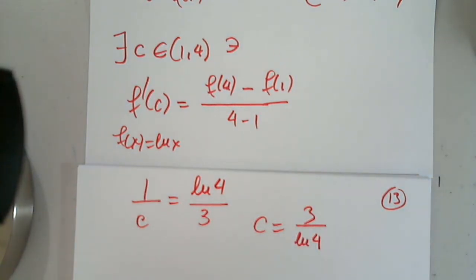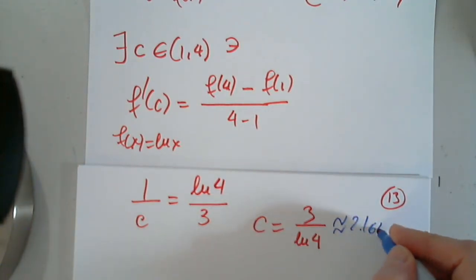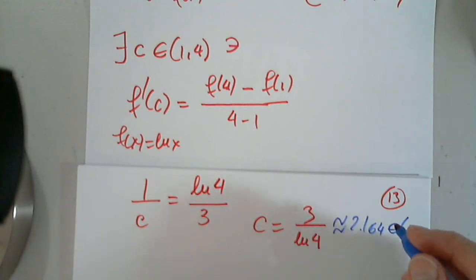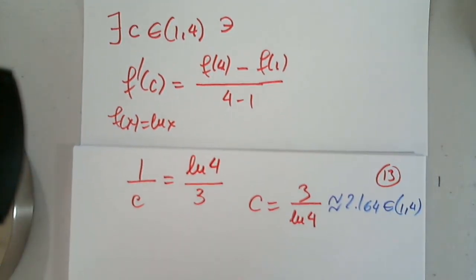And you can say, wait a minute, is this in (1, 4)? We have to check to make sure. So 3 divided by natural log 4. If this number is not between 1 and 4, then we either have an error and we have to redo the problem, or something else is wrong. As expected, approximately 2.164. It is indeed in the interval (1, 4), and it's guaranteed by MVT.